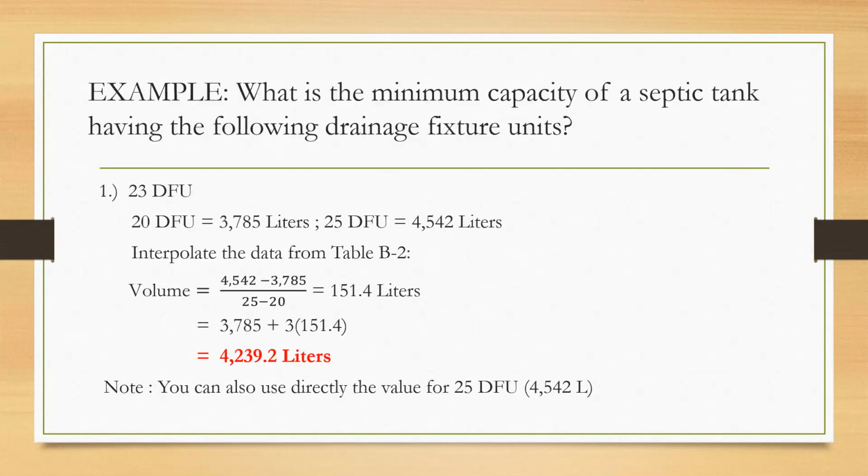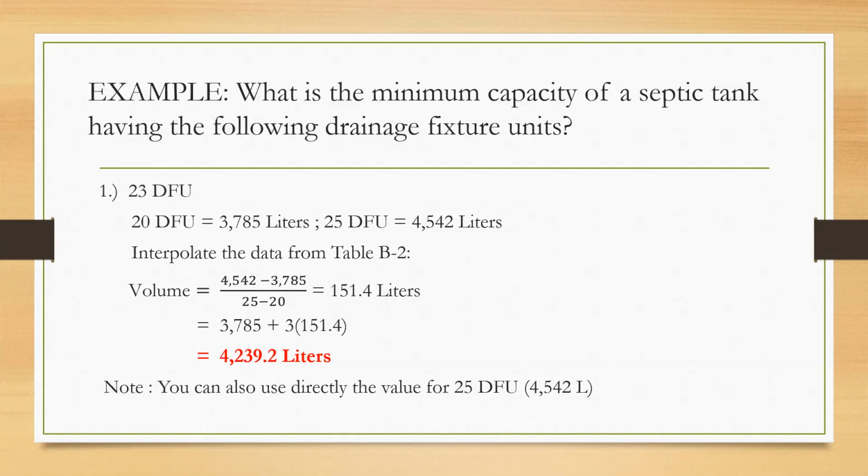Example, what is the minimum capacity of a septic tank having the following drainage fixture units? So for number 1, we have 23 DFU. So sa table, wala po ron 23 DFU. Ang nakalagay lang doon ay 20 at saka 25. Now for the value of 20 DFU, 3785, and for the value of 25 DFU, 4542 liters.